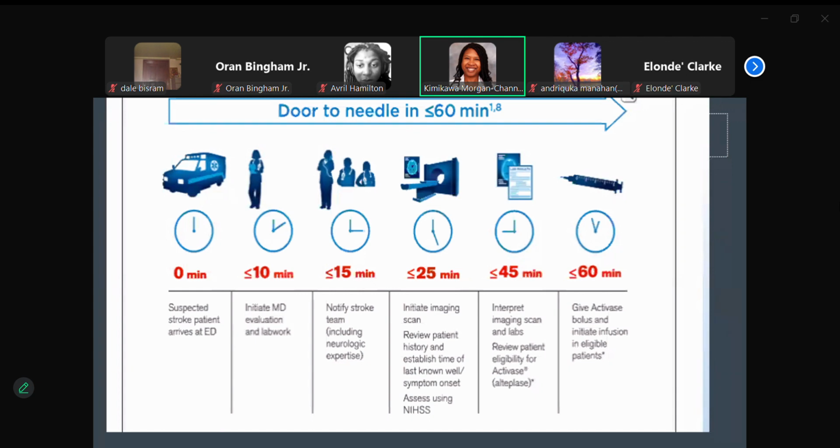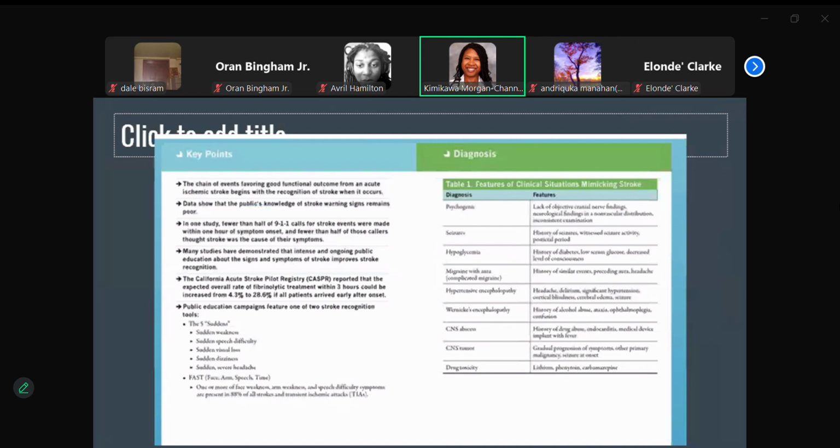So you gave that. Now it's your turn to do your assessment. And so you quickly assess the patient. When was the last time they were normal? What are the medications that they're on? These are your quick questions for a patient with stroke.